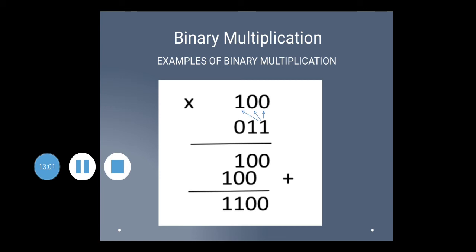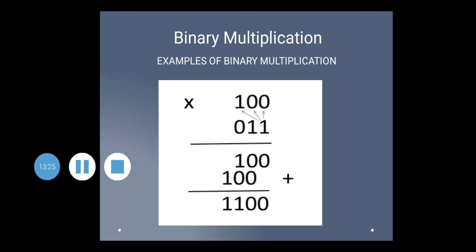So first is 0 plus 0, that is equal to 0, the rightmost bit, that is the LSB. Then 0 plus 0 is 0. The third bits, 1 plus 0 is equal to 1, and 0 plus 1 is equal to 1. So the final answer is 1100. It is like your normal multiplication only.